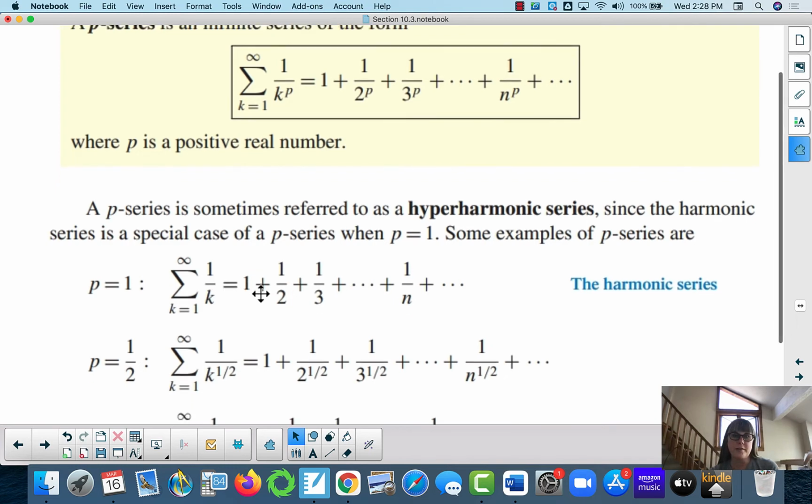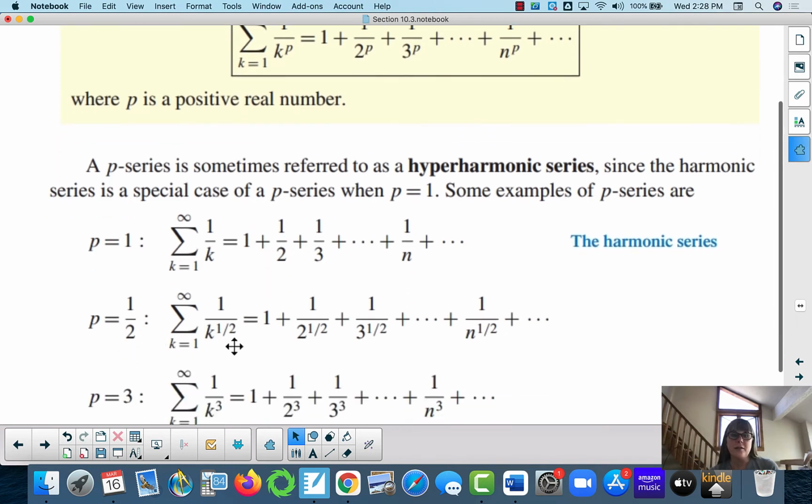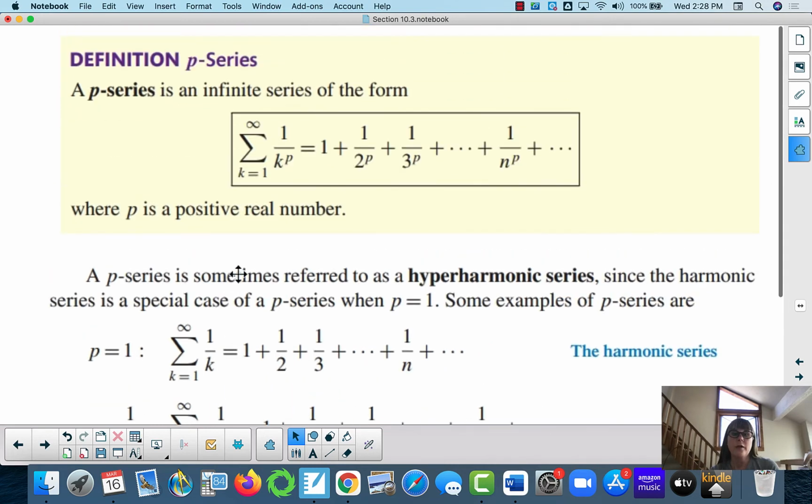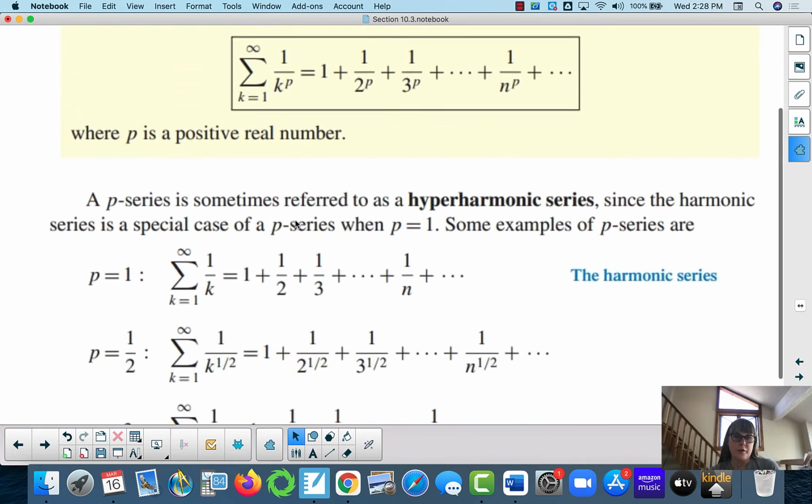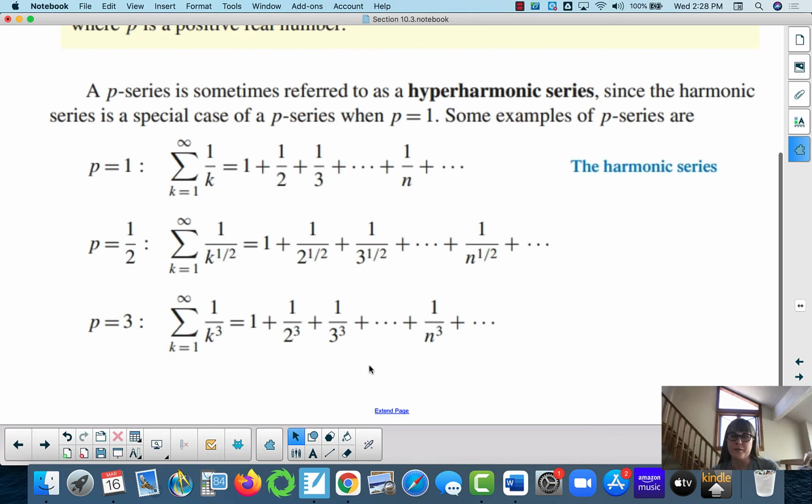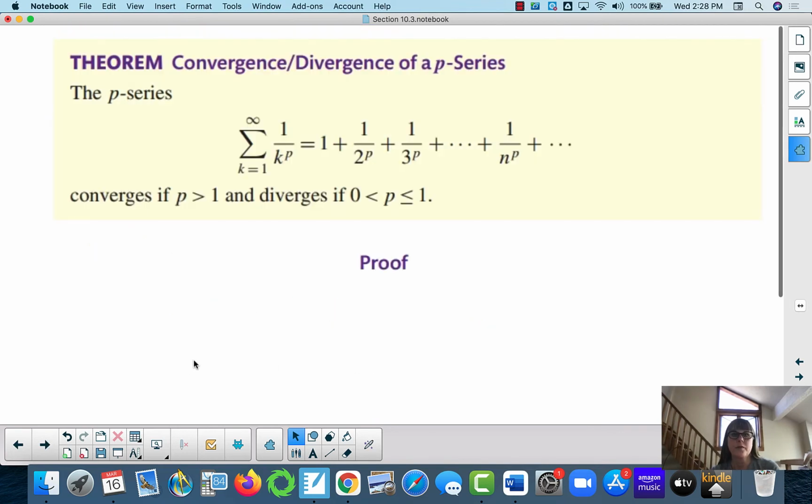So here's our harmonic series, but then we can have all kinds of p-series where p can be any number as long as it's a positive real number. So these are all different examples of different p-series. So the idea here is if p is greater than 1, then a p-series will converge, and if p is less than or equal to 1 but bigger than 0, because p has to be a positive number, then the series will diverge. So that's something that you want to remember about p-series.